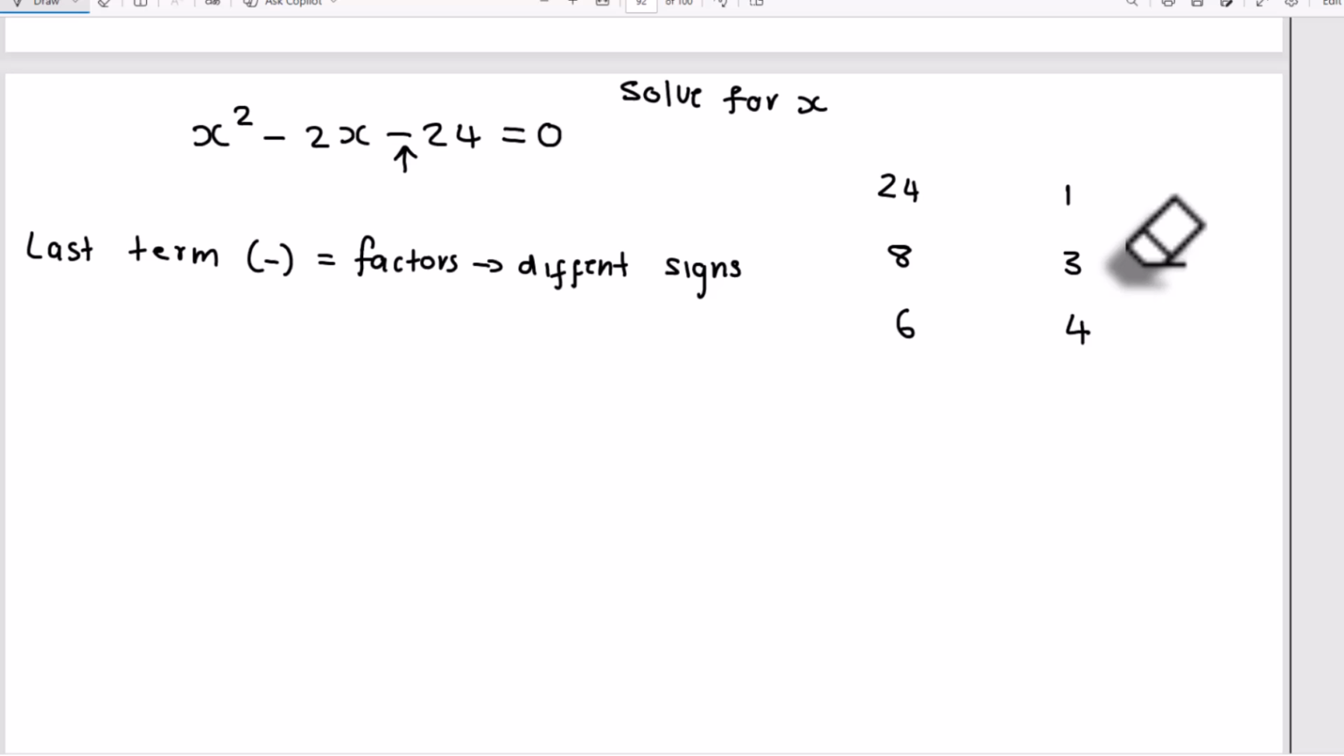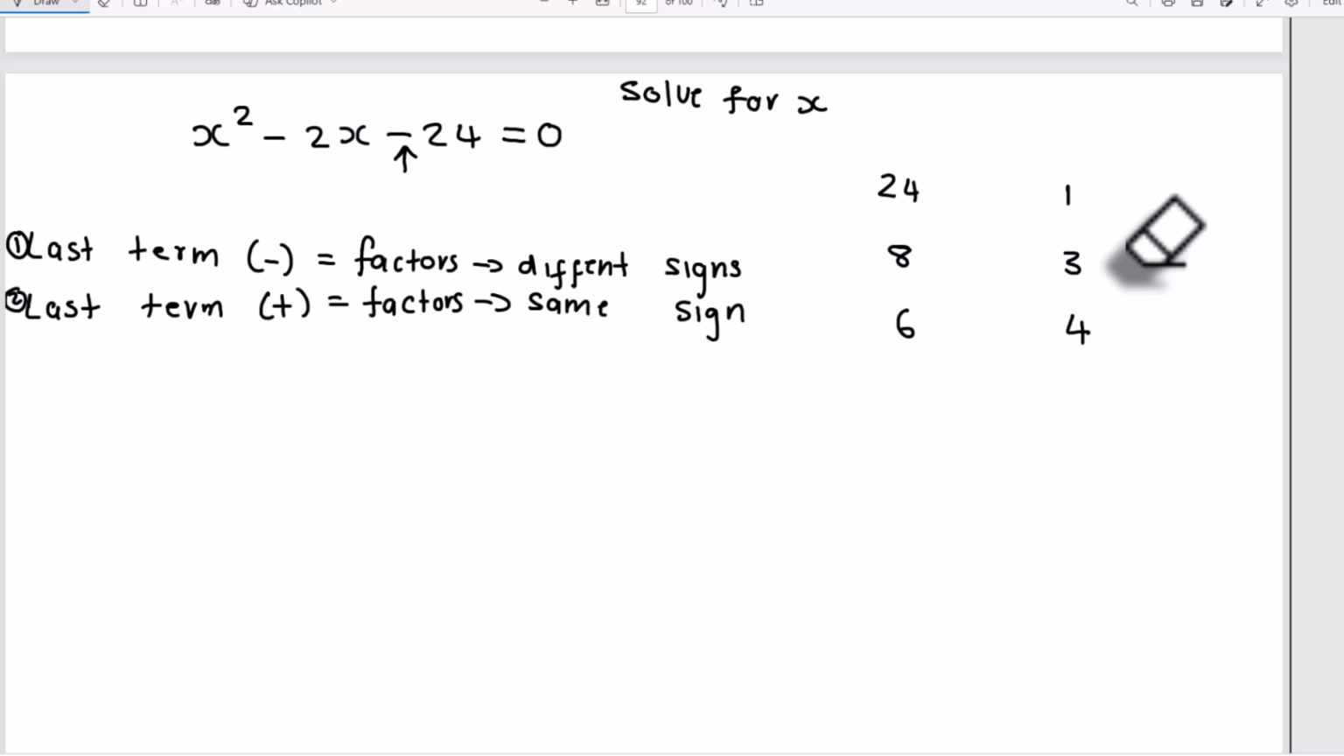But if your last term is positive, your factors will have the same sign. So if this factor is positive, the other one will be positive as well. If one is negative, the other one will be negative. So how do you know how to assign your signs? Our last term is negative, so condition number 1 applies in our case. Our factors are going to have different signs.